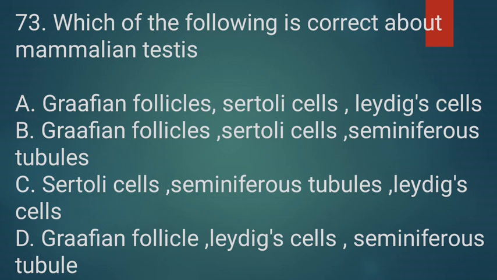To choose the correct answer, we should know the proper structure of testes along with all the parts. Then only we can choose the correct answer here. Which of the following is correct about mammalian testes? That is nothing but Sertoli cells, seminiferous tubules, Leydig cells. That is option C, the right answer.